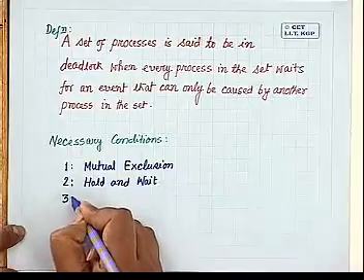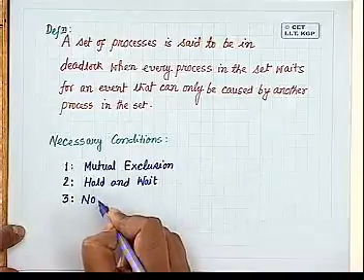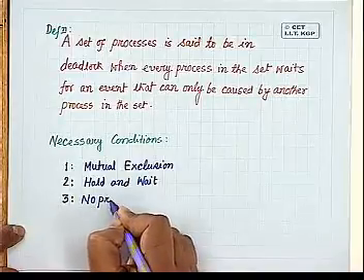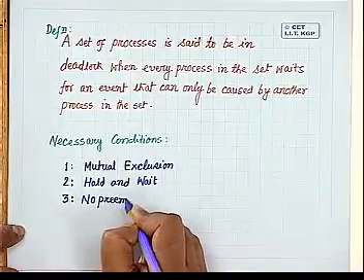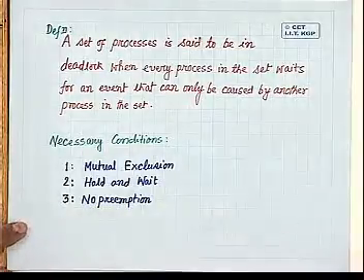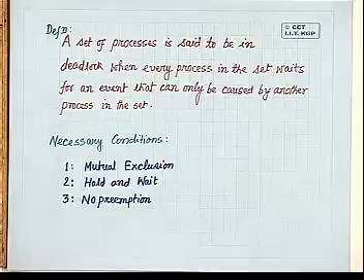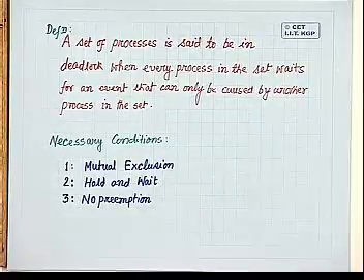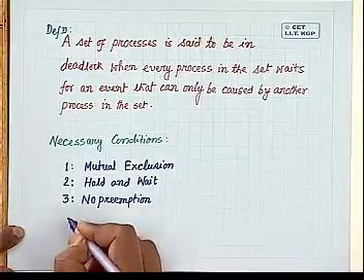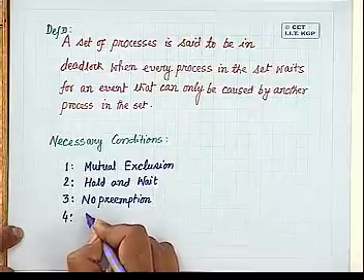The third condition is no preemption. That is, once a resource is allocated to a process, the resource cannot be preempted. Only the process will voluntarily release the resource. So that is the third condition. And the fourth condition for the occurrence of deadlock is what is called circular wait.